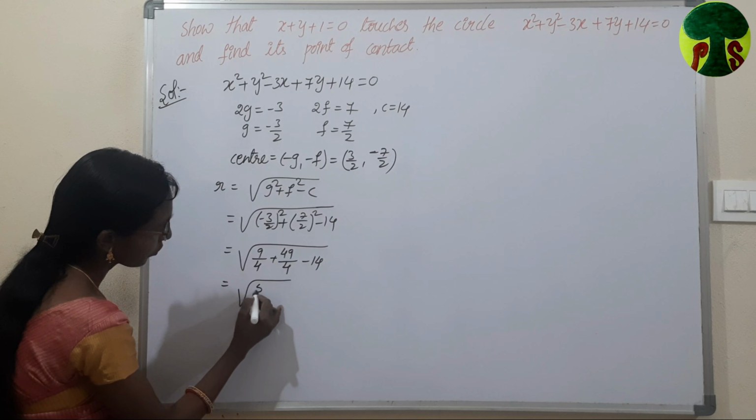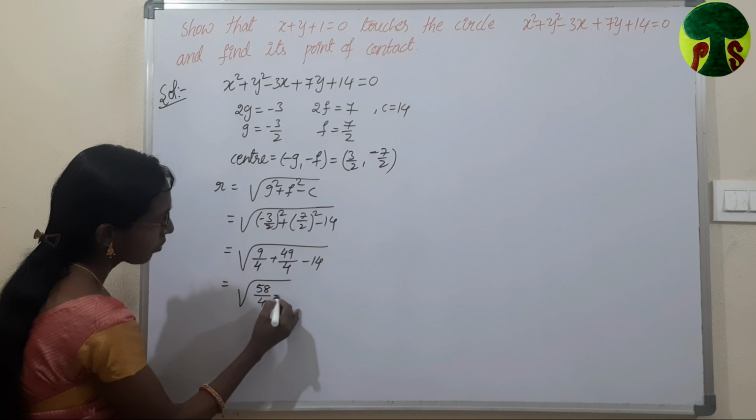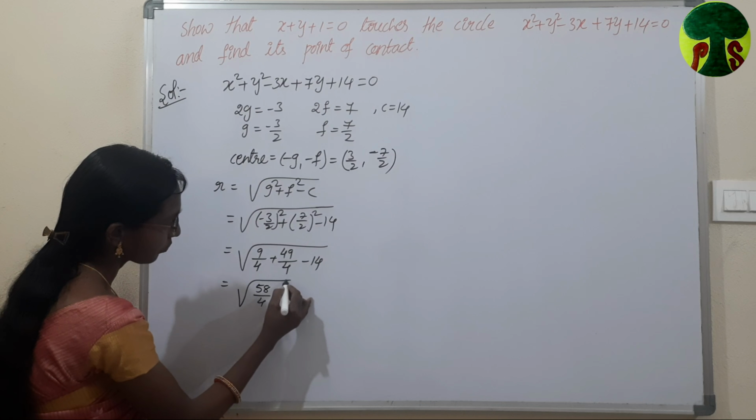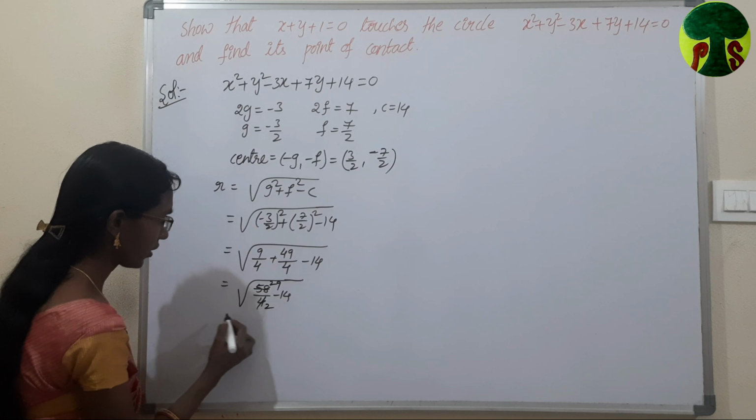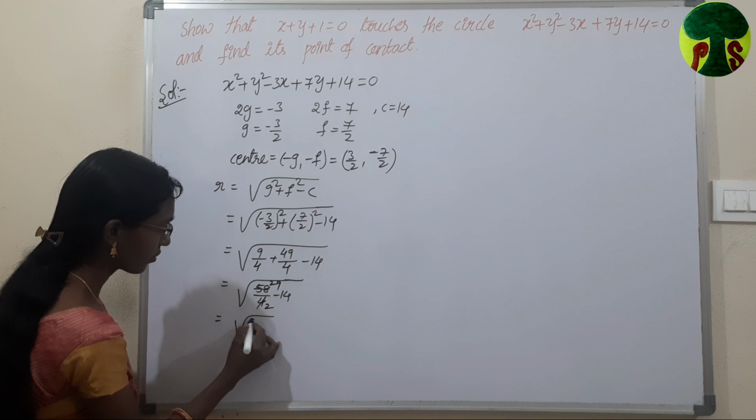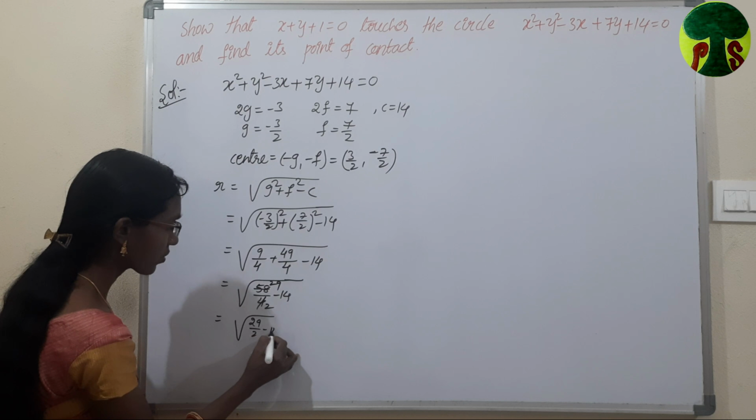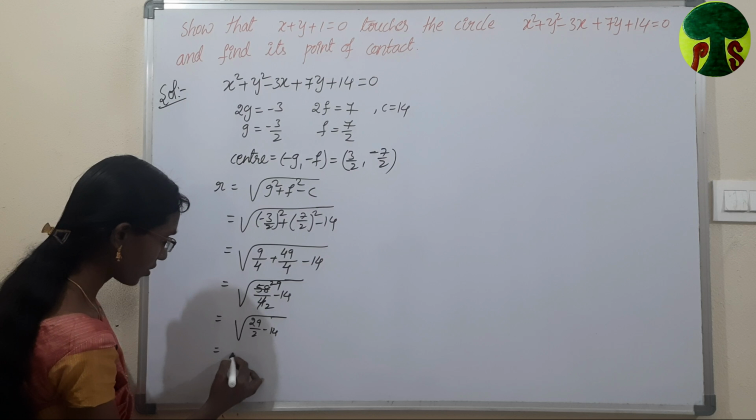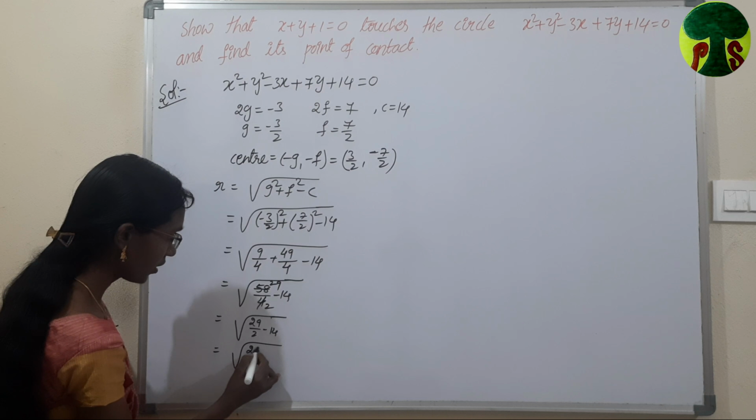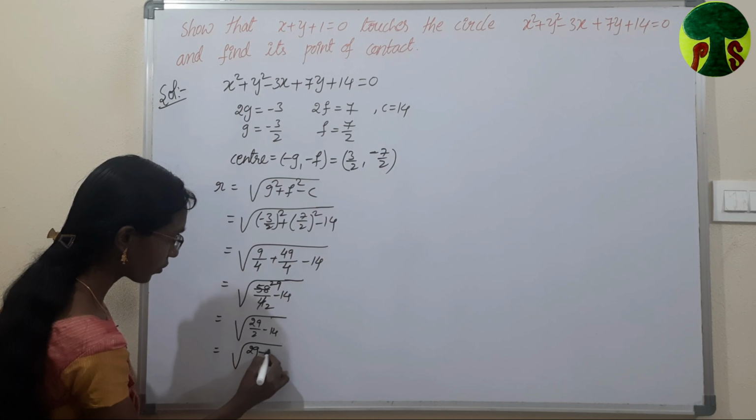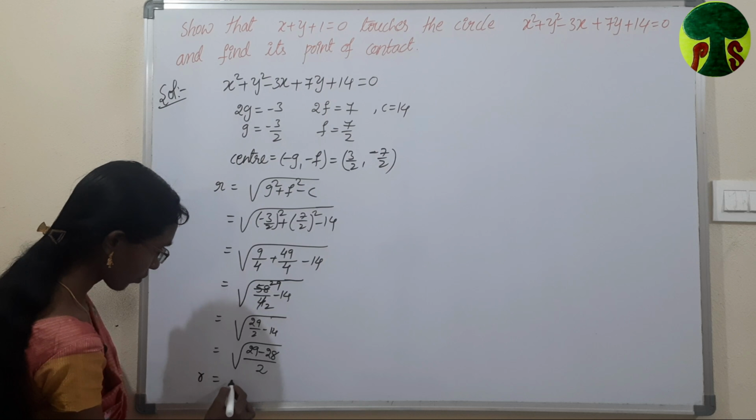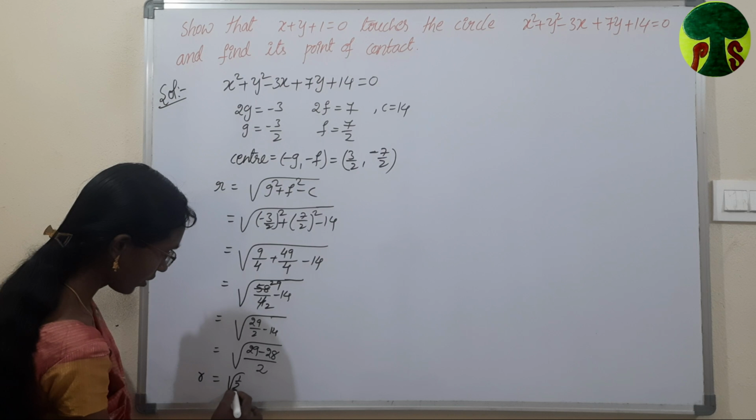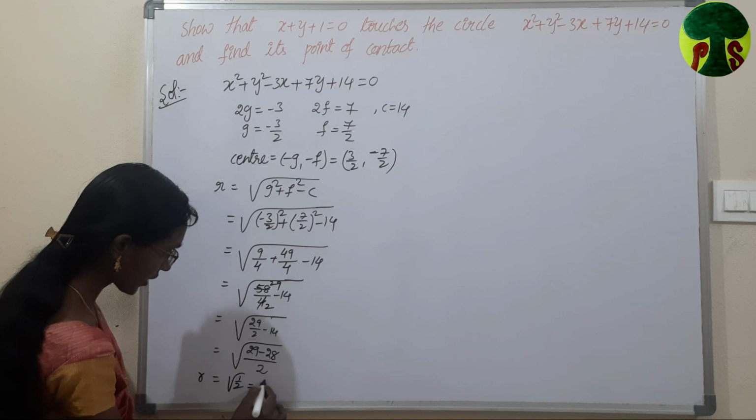We will get 58 by 4 minus 14. So 2 2s are 4, 2 2s are 2 9s are, which is equal to square root of 29 by 2 minus 14. Now LCM: square root of 29 minus 14 into 2 is 28, divided by 2. Finally, the value of r is equal to 29 minus 28 is 1. So we will get square root of 1 by 2. We can write this as 1 by square root of 2.